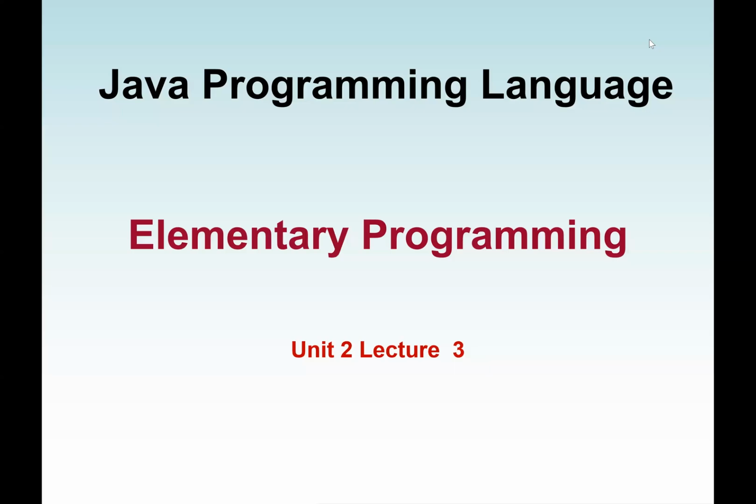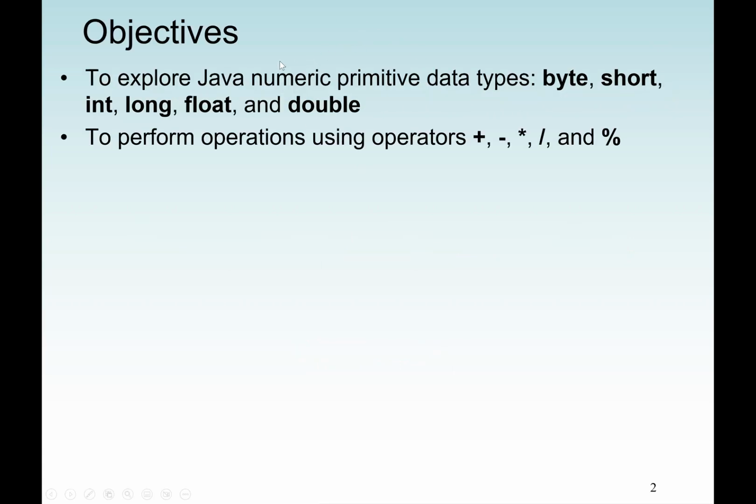Again, welcome to Java Programming Language. This is Unit 2, Lecture number 3. Our main objective is to explore the Java numeric primitive data types. We are going to talk about the byte, short, int, long, float, and double. This, again, is the Java primitive numeric data types.